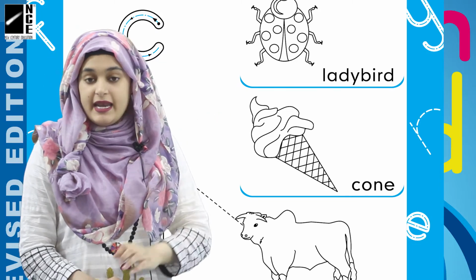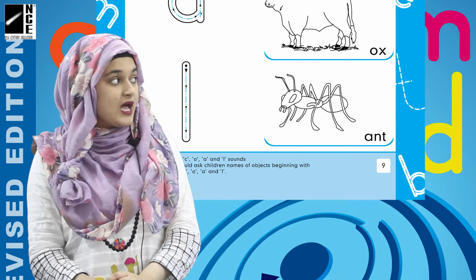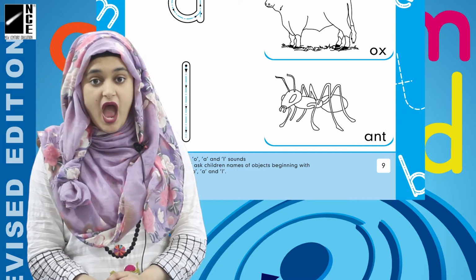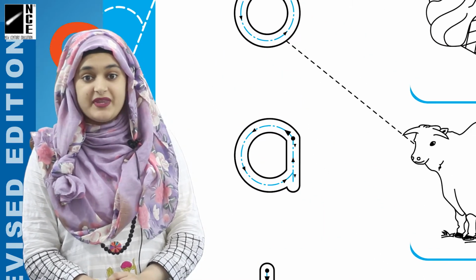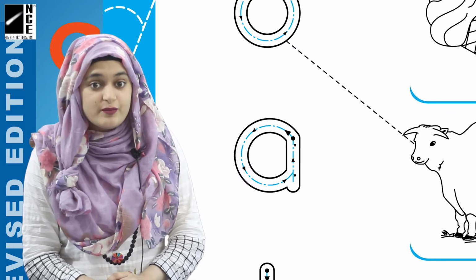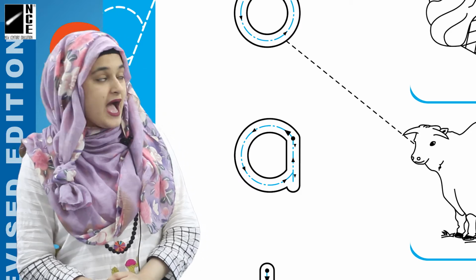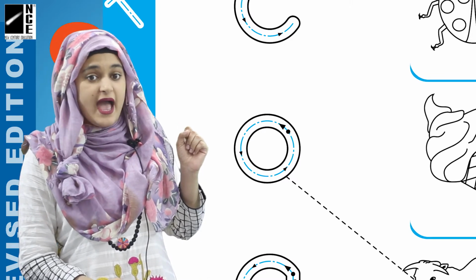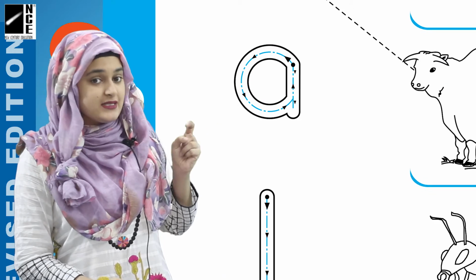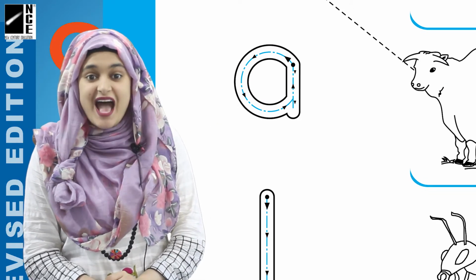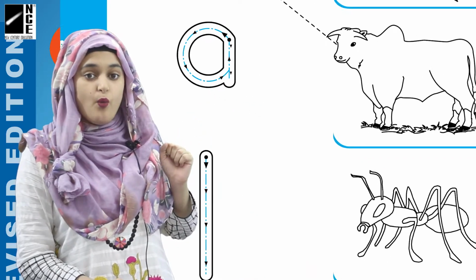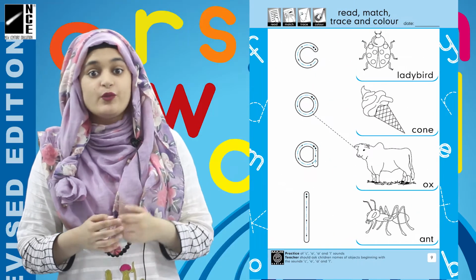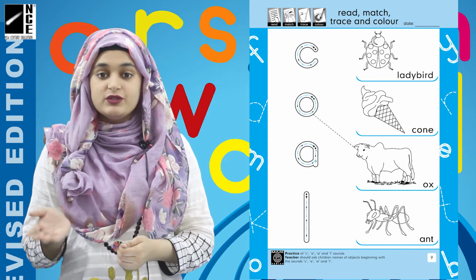Now the last one is ant. And what is the beginning sound of ant? A. It is A. So we have to match ant with A. And is this A? It is O, and it is already matched. So is this A? Yes, this is A. So now match A with ant. And in this way, this worksheet will be completed. So we will move on to the next one. Now you have to turn the page.